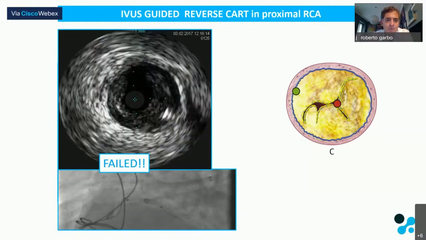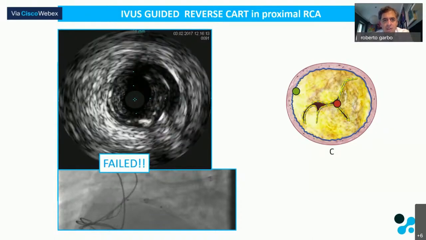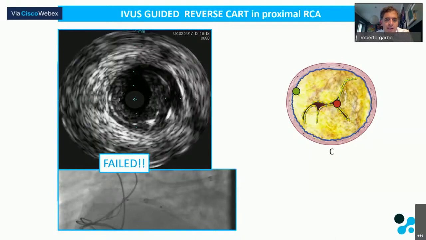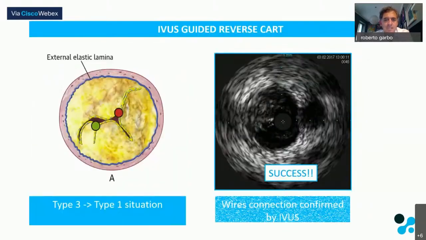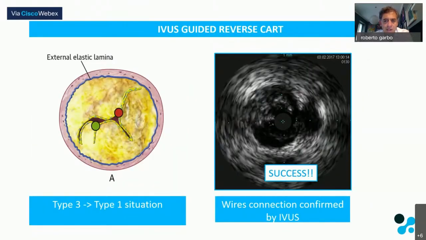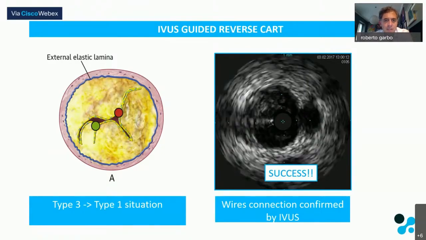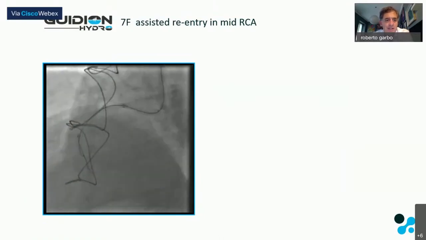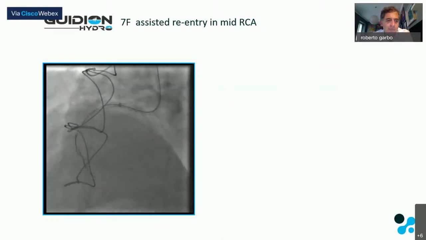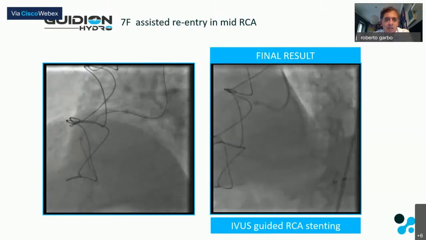In this case, one option is to try to increase the balloon size, but I failed. The second option is to change the position of your reverse CART, which was here in the mid part of the right. IVUS again, and in this case, IVUS showed success of the connection between the antegrade and the retrograde wire. It is a type A situation. And then Gideon re-entry with the Gideon assisted reverse CART quite easily, because if you know by IVUS you are okay, you can have the re-entry and the dilatation and stenting.